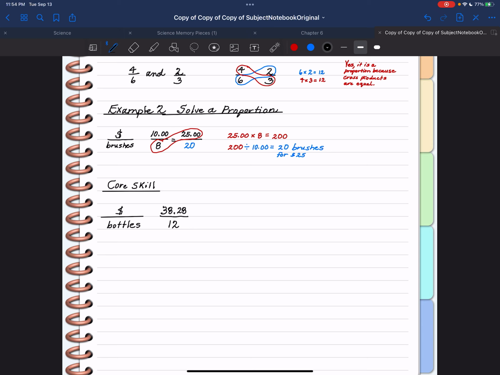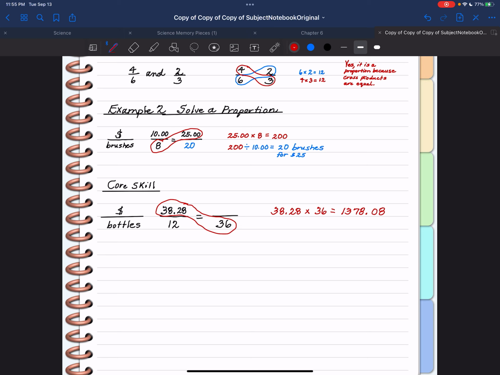Now, if it asked for a unit rate, I could simply divide there and get that answer. But it's not asking for a unit rate. It's not asking for one. It wants to know how much 36 bottles will cost. So bottles are on the bottom. Dollars are on the top. And this time, I can draw a peanut right there. So I'm going to multiply a peanut. $38.28 times 36 is huge. Don't panic.